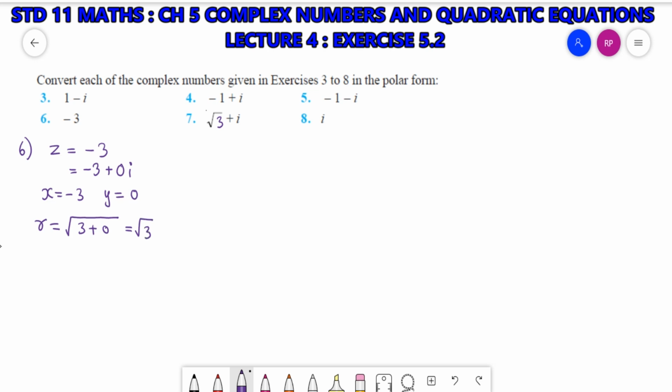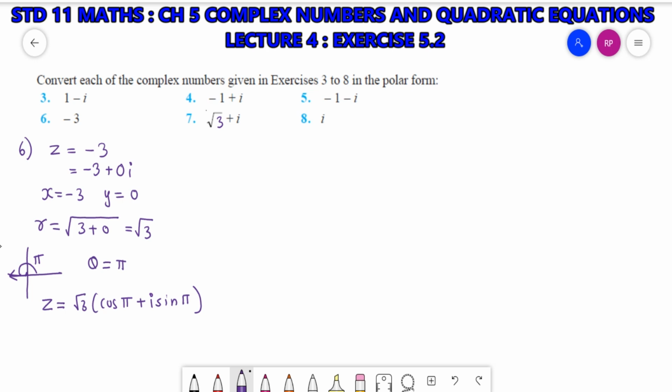Now see, y is 0. So what was our shortcut? See, y is 0 and x is negative. So what is this angle? Pi. No need to use tan theta. Directly you can say theta is equal to pi. So the polar form: z is equal to r, that is 3, cos theta, that is cos pi, plus i sin theta, i sin pi. Okay, so this was about question number 6.